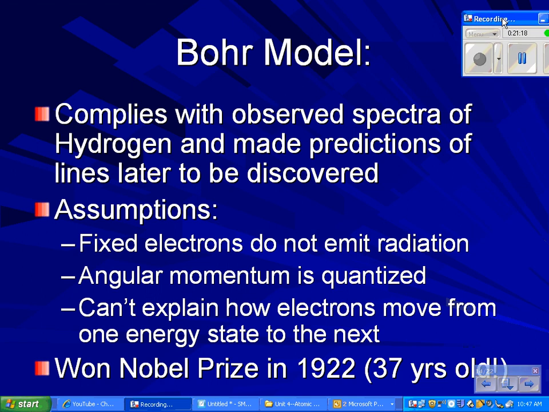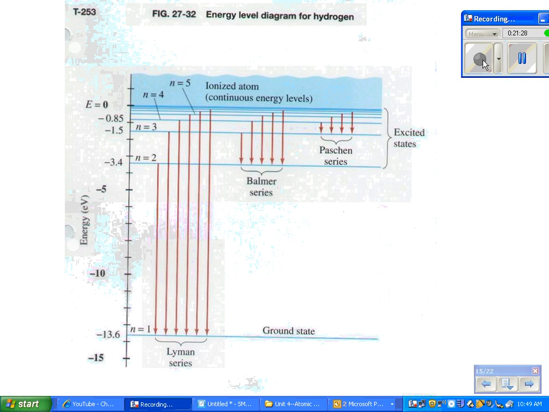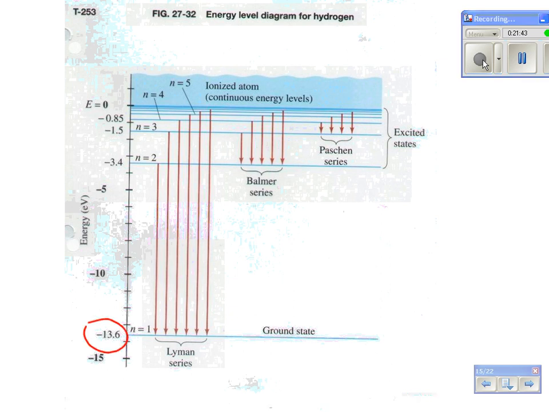And it was such a good model. This was such an incredible discovery that he was awarded the Nobel Prize for this idea in 1922. He was only 37 years old at the time. Pretty remarkable. Okay? So now let's go back to those spectral lines that were observed before. And now there's an explanation for it. And he was able to calculate, not only using what he understood about the mathematics of quantum mechanics and things, he was able to calculate that the lowest energy state for hydrogen is actually at negative 13.6 electron volts.